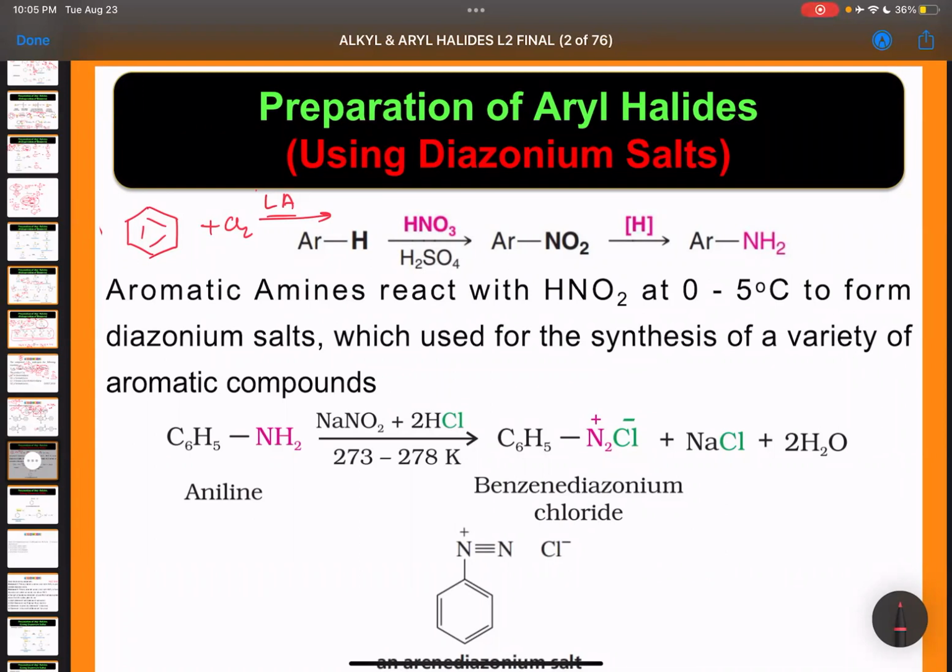You can take Br2 and Lewis acid. You can take Br2 and FeBr3. You can take Cl2 and FeCl3. That is a different kind of reaction.